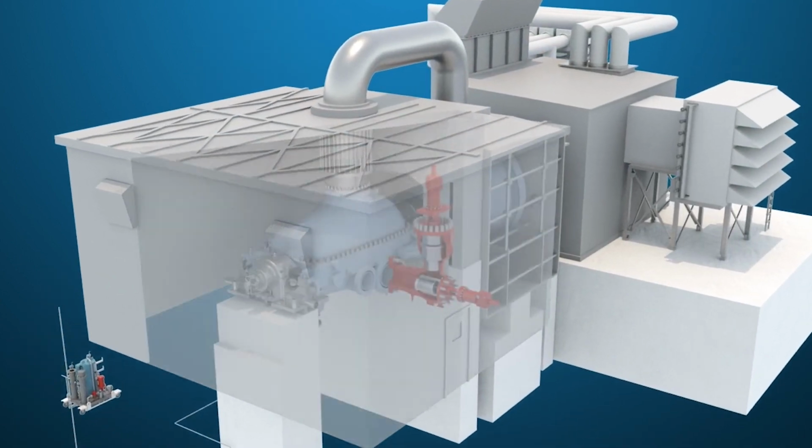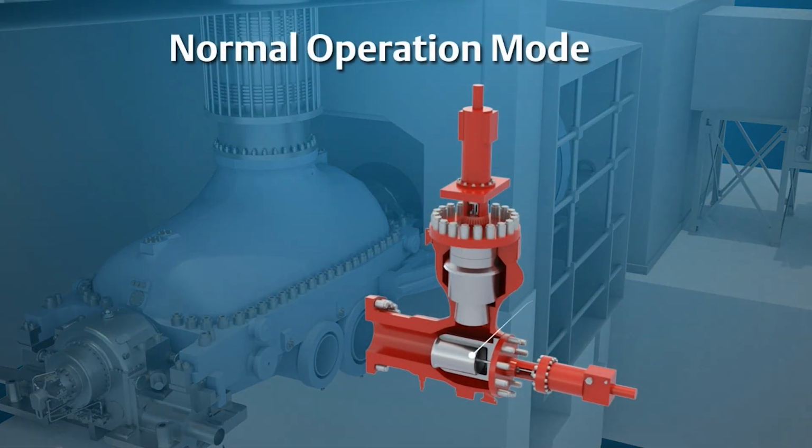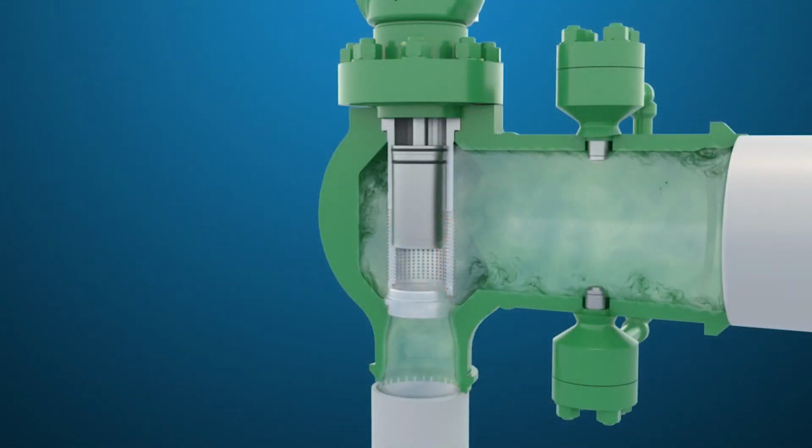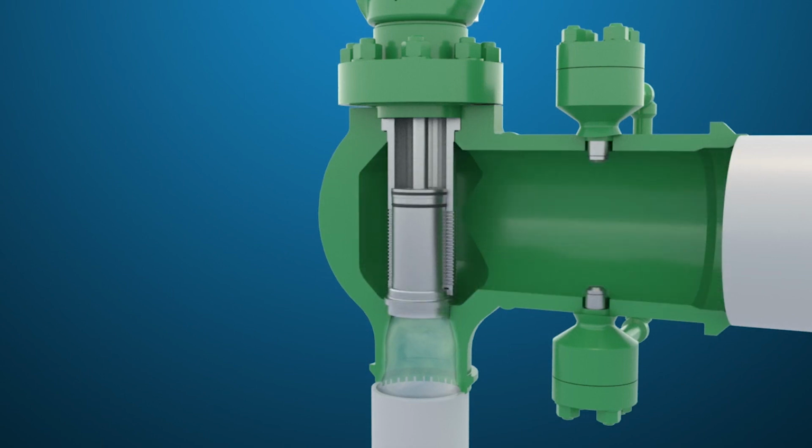The STG normal operation mode is active when the STG main steam control valve is open. The bypass valves are provided a floating set point of 20 to 30 psi above current header pressure, effectively driving the valves closed.